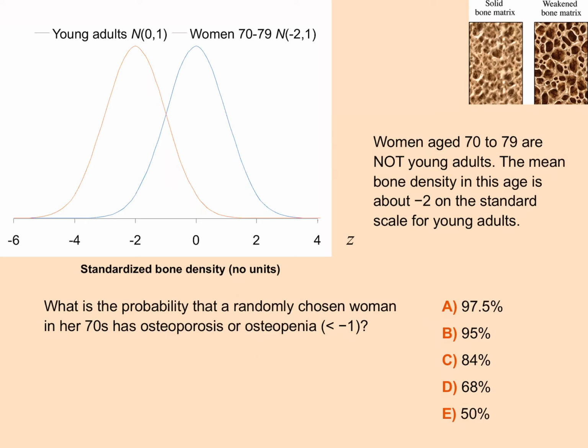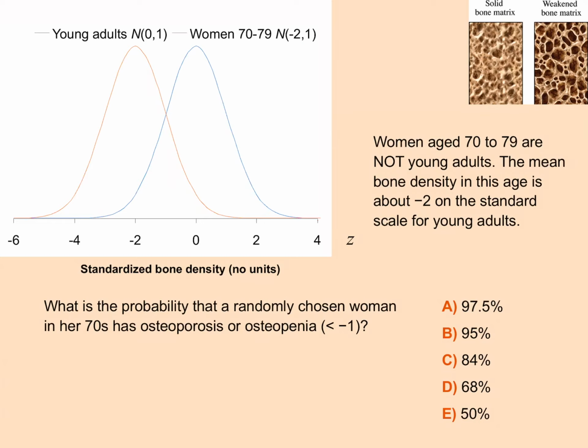women aged 70 to 79 are not young adults, obviously. The mean bone density in this age is about -2 on the standard scale for young adults. So notice that this curve for elderly women is shifted to the left. It is centered on -2 standard deviations, meaning that the average for elderly women is 2 standard deviations below the young adult average, which you see right there. That's why the red curve is shifted to the left, because as you get older, your bone density decreases, and so you'd expect that curve to shift to the left, right?